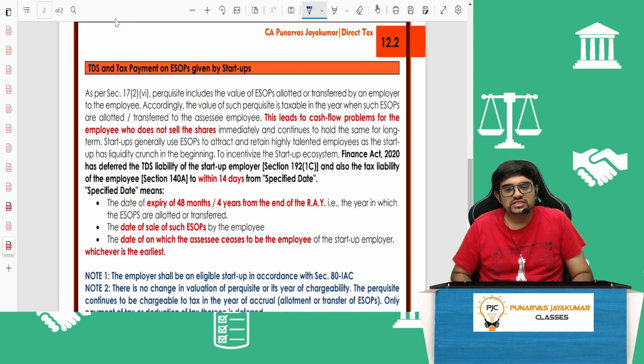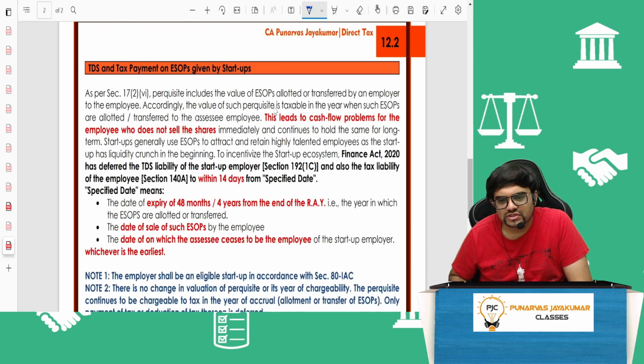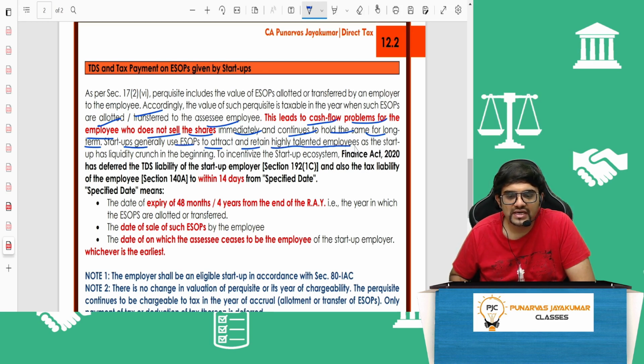As per section 17(2)(vi), perquisites include the value of ESOP allotted or transferred by an employer to the employee. Accordingly, the value of such perquisite is taxable in the year when such ESOPs are allotted or transferred to the employee. This leads to cash flow problems for the employee who does not sell the shares immediately and continues to hold the same for the long term.